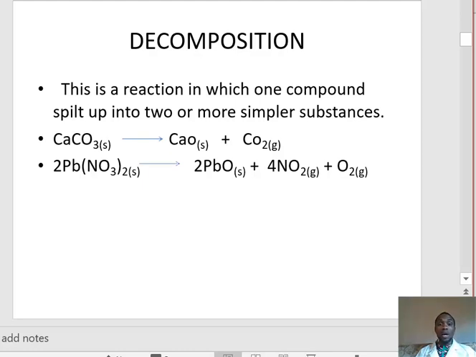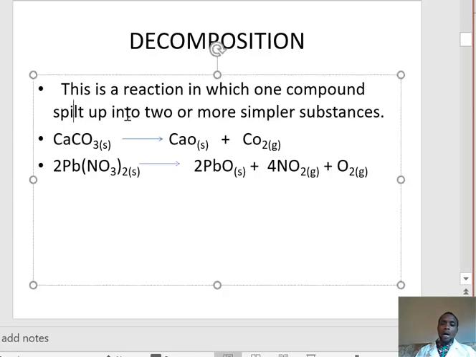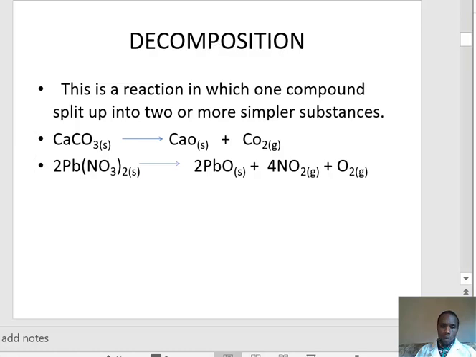Another reaction is decomposition reaction. This one is the opposite of the combination, because this one involves reactions in which one compound splits up to form two or more simpler substances. So in this case, one compound will split and form two or more simpler substances.